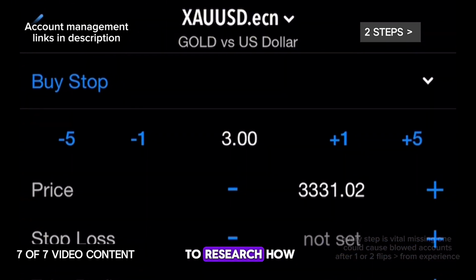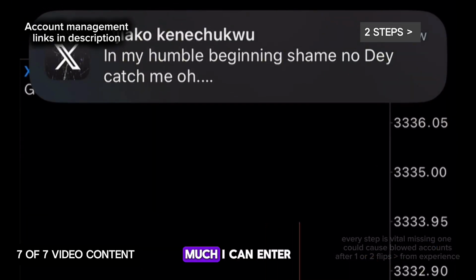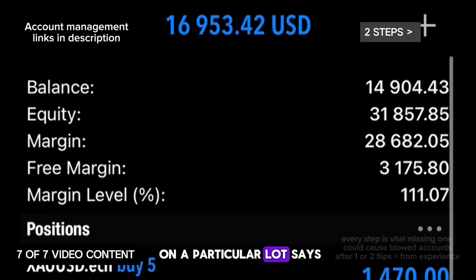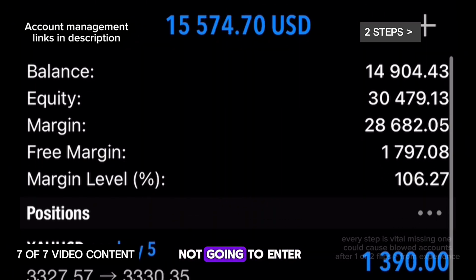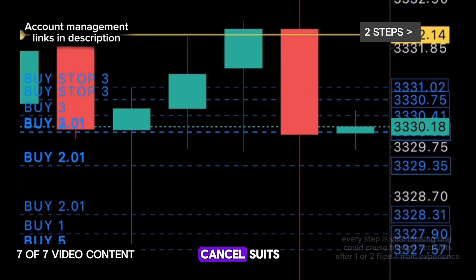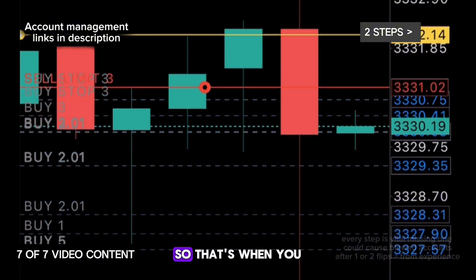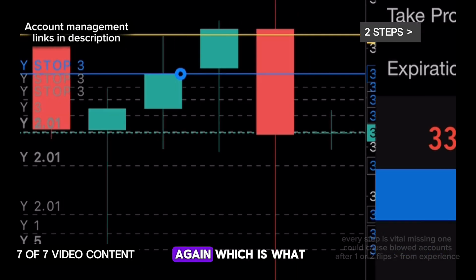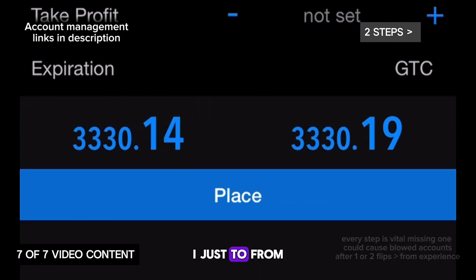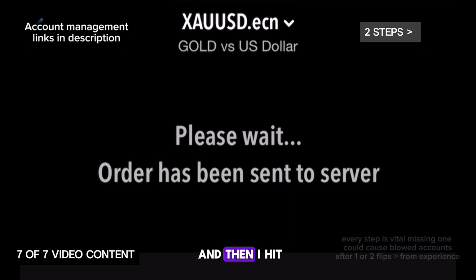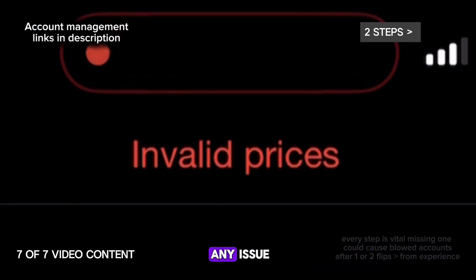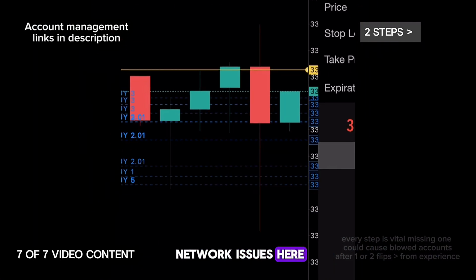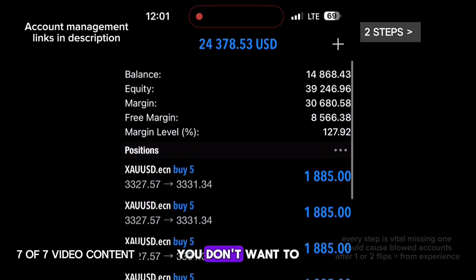This is me trying to research how much I can enter on a particular lot size, because most of the time your entries are not going to enter. You might put 5 and then it's just cancelled, it's not going to tag in. So that's when you reduce it again, which is what I did. I reduced from 5 to like 3, and then I hit 7. Because with that 3 lot size, assuming it tags me in, then 7 will not be any issue. This is me having network issues here, but this one did not want to tag me in.